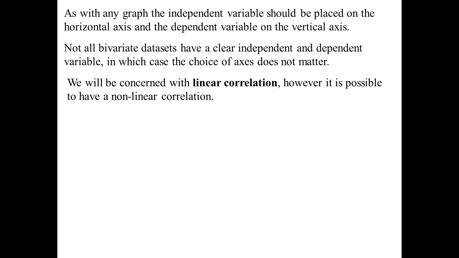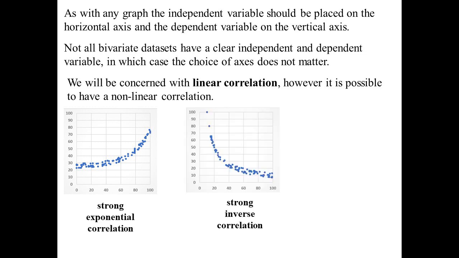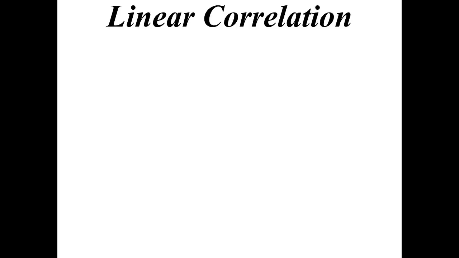We're looking for linear ones, but it doesn't have to be linear. That would be a very strong exponential correlation if you saw the data fall in that sort of pattern. That would be a strong inverse correlation. Sort of got that hyperbolic shape. If there was some really weird data, you might get a strong quadratic correlation. Goodness knows what that would be, but you could get it. So we're concerned with linear correlation.